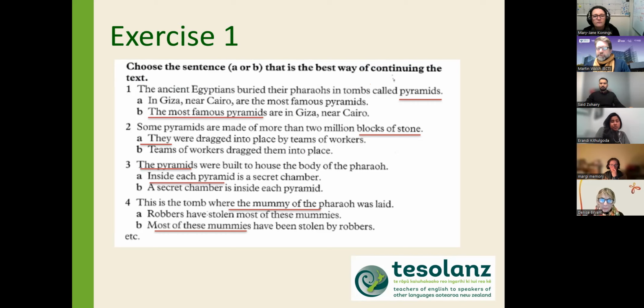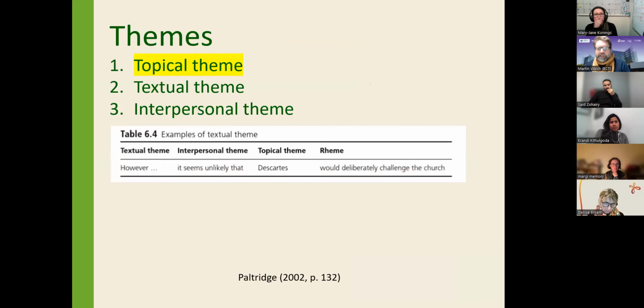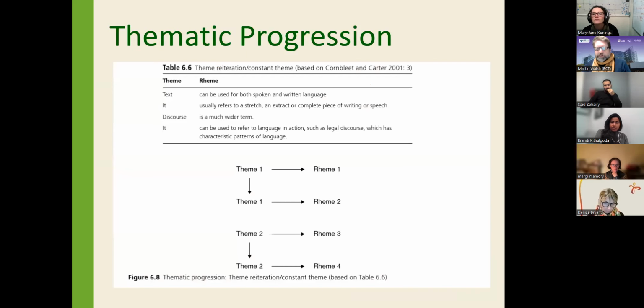But sentence three is a little bit different. You have pyramids in the theme position in three, and then also in 3A. So this idea of what information is in the theme position and how it's carried on is covered by the idea of thematic progression. And there are different patterns of how the themes are continued or moved through a text. So I'll just give you a few minutes to read this example here.